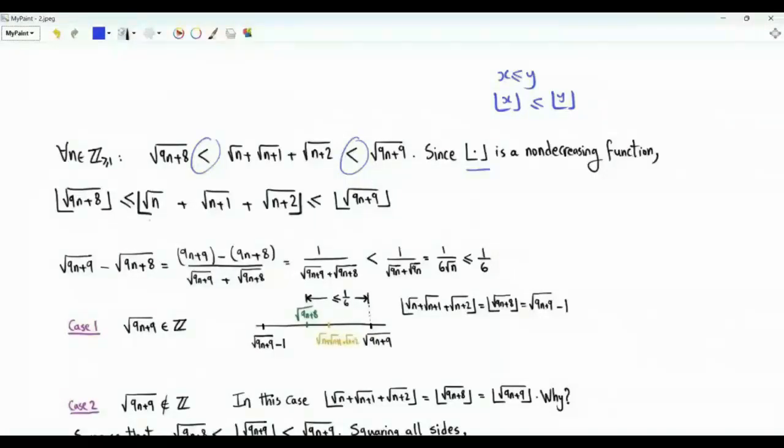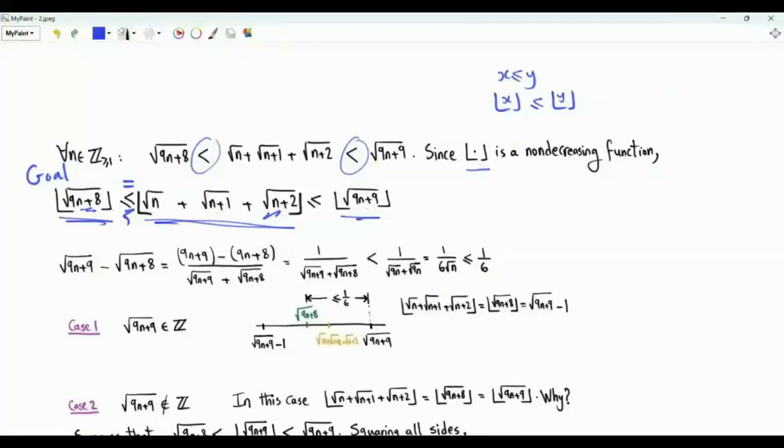If we take the floor of all sides, we get that the floor of the sum of the three square roots is greater than or equal to the floor of the square root of 9n plus 8 and is less than or equal to the floor of the square root of 9n plus 9. Our goal is to show that there is equality here.